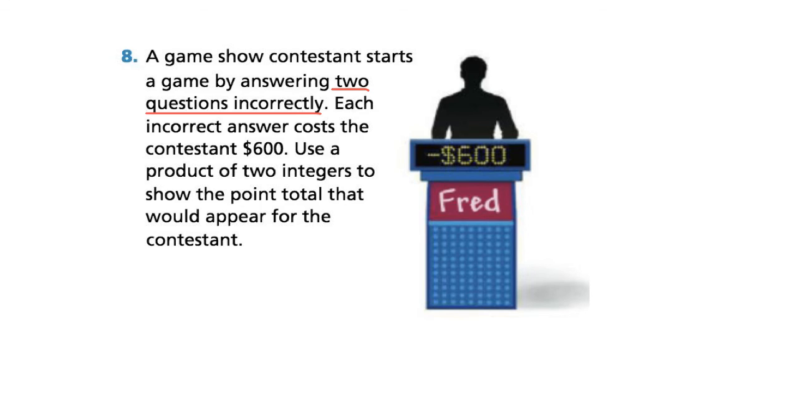Each costs $600. So if it costs him $600, that is negative 600 per question. That's for one, but he did this for 2 questions. So we need to multiply this by 2. Negative times positive, negative 600 times 2 is negative 1,200.